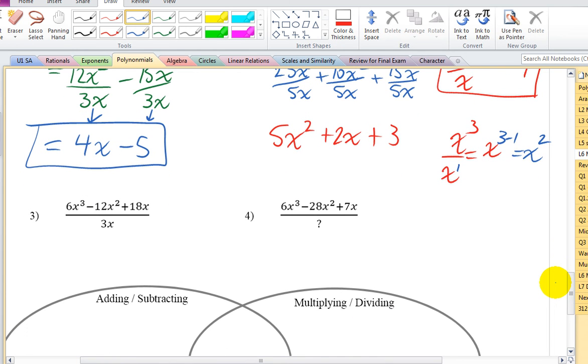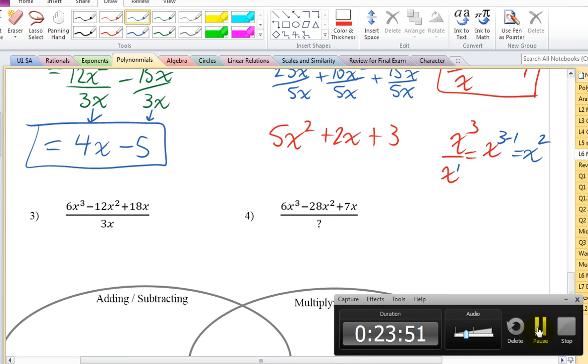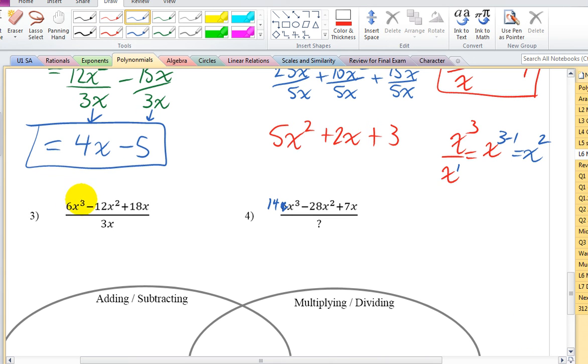Number 3, all by yourself. See what you can do. Kyle, first division. 2x squared. Xander, second division. Minus 4x. Good job on the negative sign. Ishan? Plus 6. Good. So there's your answer. There's your polynomial.